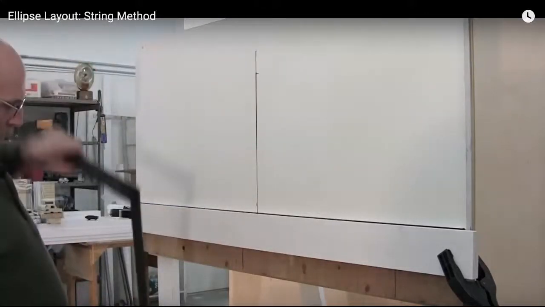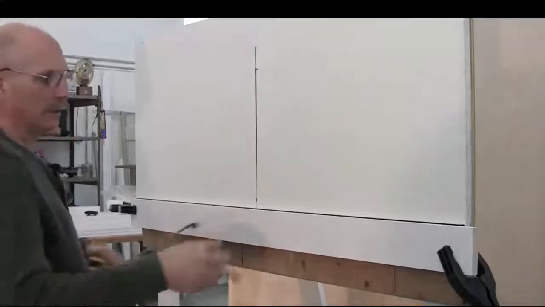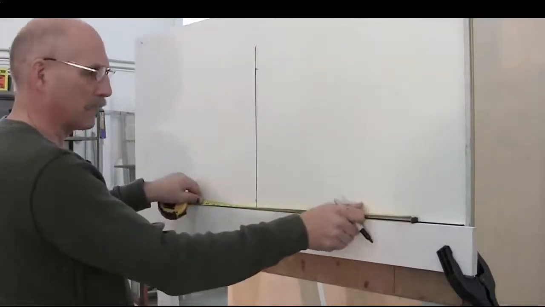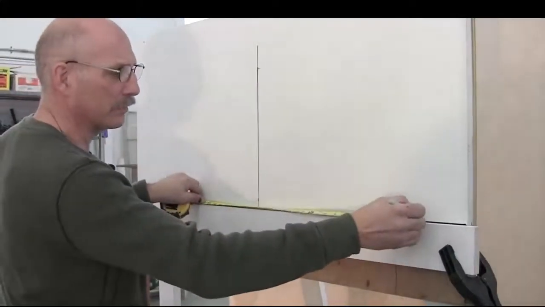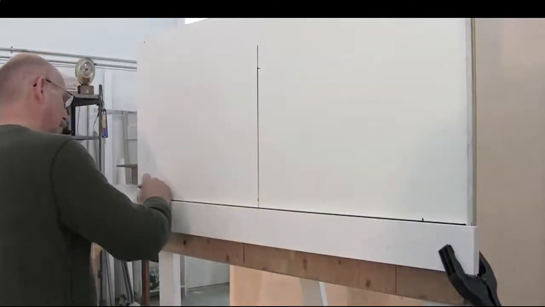So in this one, he actually knows the width of the doorway and he knows how high the arch is. So he's going to have to find the foci. Now the width is going to be 40. So we have our 20-inch mark and we have our 40-inch mark here.